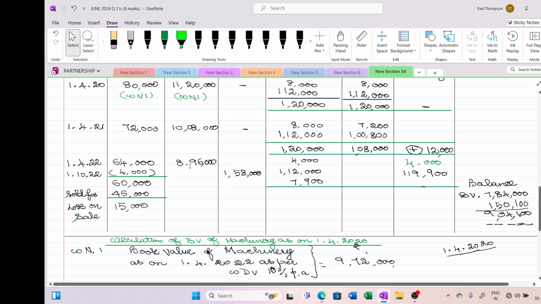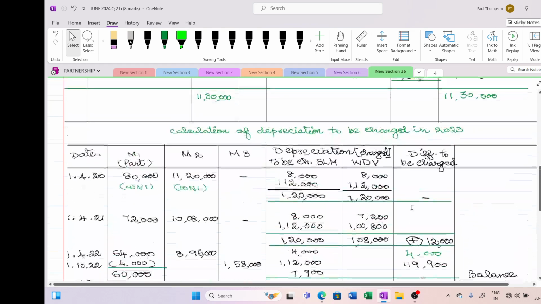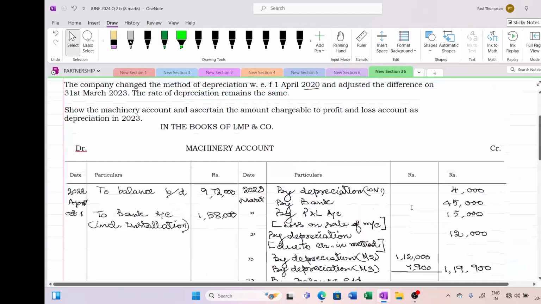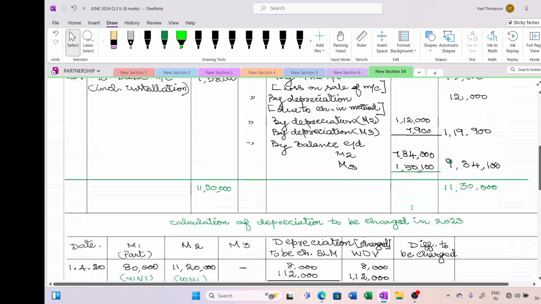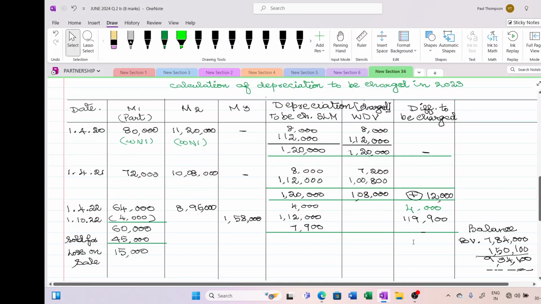This is the book value. After reducing this depreciation, the book value as on 31st March 23 is this for the M2 machine, and for the M3 machine I have subtracted the depreciation 7,900 and arrived at 1,50,100, totaling 9,34,100. Now we will be able to prepare the machinery account. This is the part you have to do.